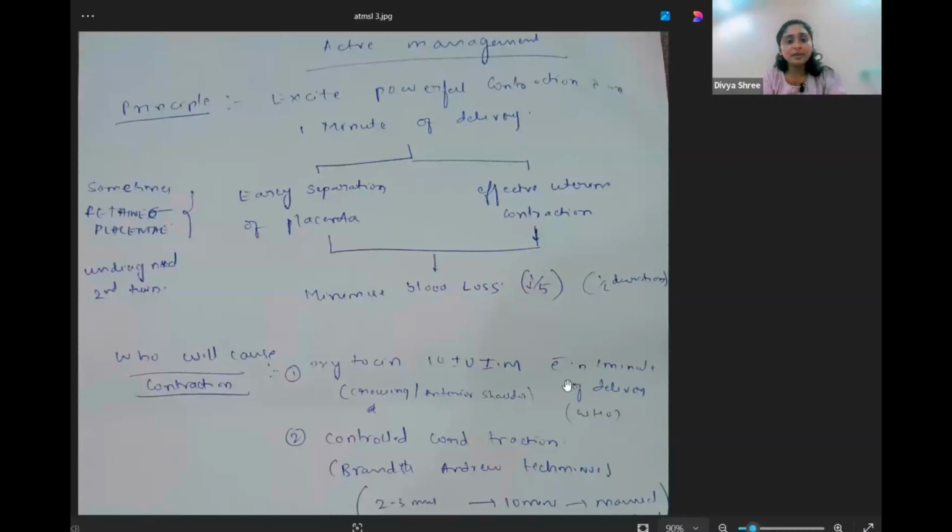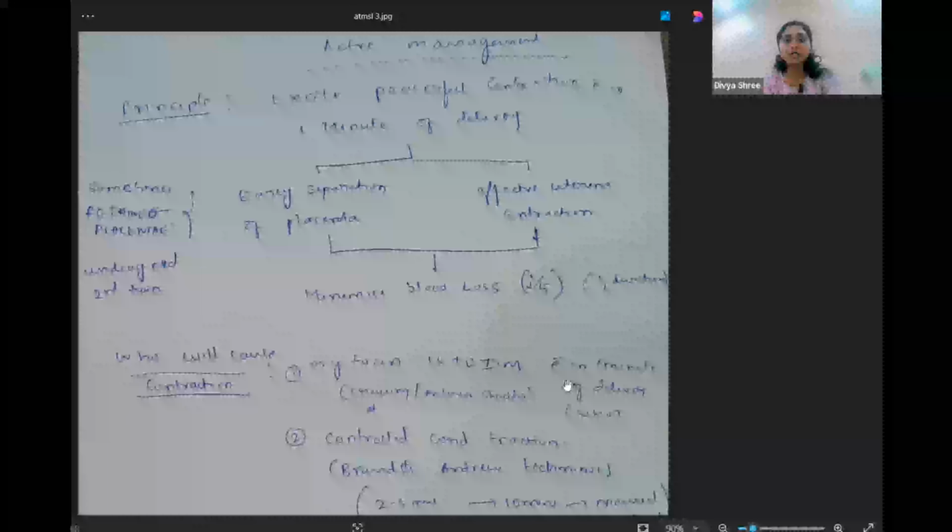But in expectant management, you just wait for nature to take care of the uterine contraction, normal thrombosis, and the myotamponade effect. Here in active management, you are giving a powerful uterine contraction by giving an external drug.